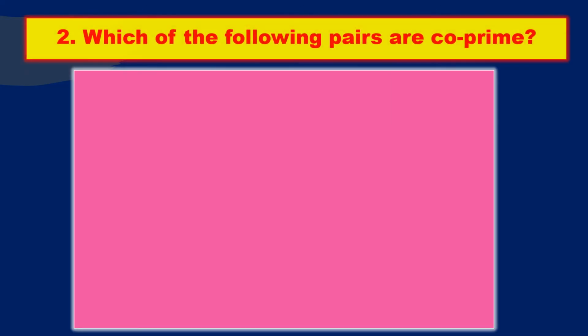So here is the next question. Which of the following pairs are co-prime? Here a new word came, co-prime. This also I gave in one video, the explanation of co-prime numbers and twin prime numbers. What are co-prime numbers, what are twin prime numbers?